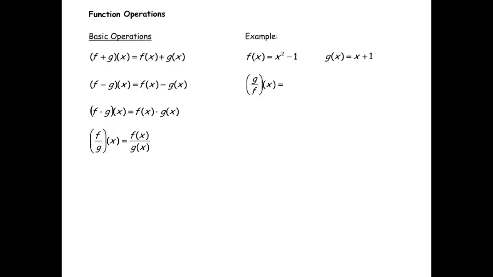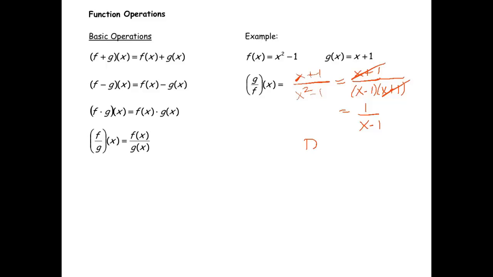So I just wanted to do an example that uses f of x and g of x over here. Notice we have g divided by f, so I'm going to write that down. That would be x plus 1 over x squared minus 1. Usually we like to simplify that. Notice that x squared minus 1 factors to x minus 1 times x plus 1. Then the x plus 1's would cross out, and we'd be left with 1 over x minus 1.